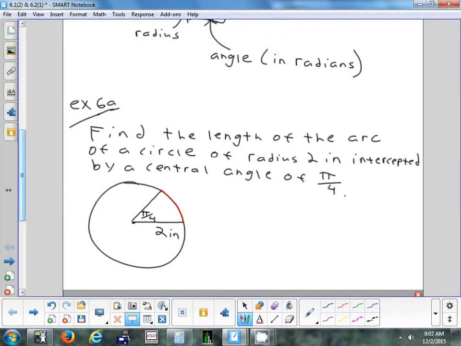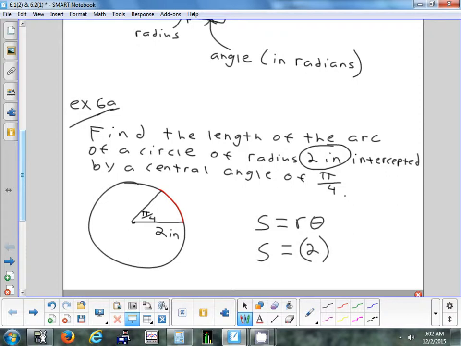Okay, somebody just remind me, what's my formula that I'm going to use? S equals R theta. Theta, yes. S equals R theta. All right, so we're finding the length of the arc. Okay, we don't know that. That's S. Okay, Kyle, what's my radius here? 2. Well, 2 inches, but... Yep, you're right. We're going to come back to that at the end. We're going to make sure we put the right label. So keep in mind that was 2 inches.